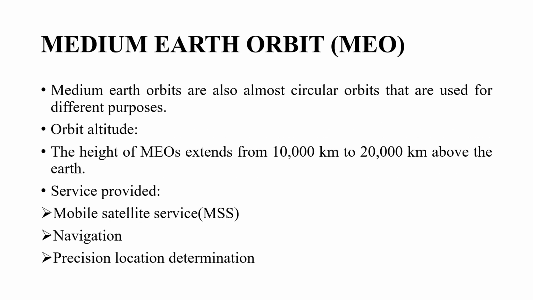The next type of orbit is the medium Earth orbit. Medium Earth orbits are also almost circular orbits and are used for various purposes. The height of the MEO orbit extends from 10,000 to 20,000 kilometers above the Earth, and it can support mobile satellite services. It supports navigation, and precision location can also be determined by satellites launched in this MEO orbit.